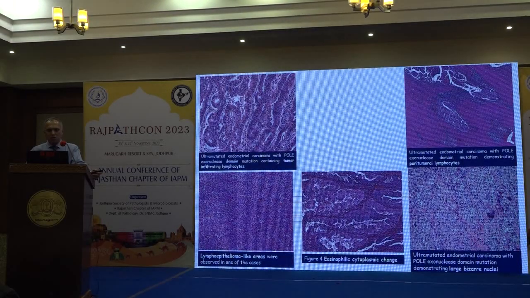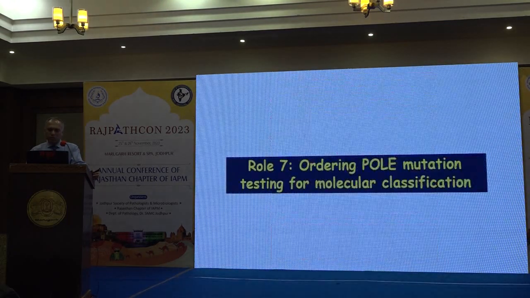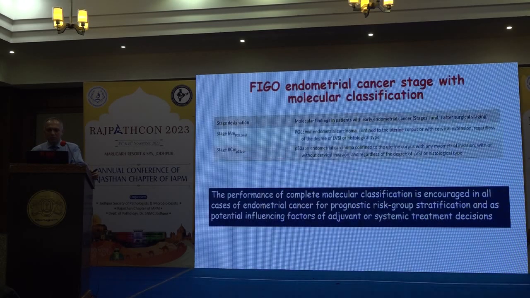And there are other features also which these tumors can have besides the lymphocytes. They can have a lot of bizarre nuclei in between, then this eosinophilic cytoplasm associated with bizarre nuclei, and of course the lymphocytic infiltrate. So we will be asked more and more often to do polymutation testing, and I think we will have better and simpler techniques to perform this.